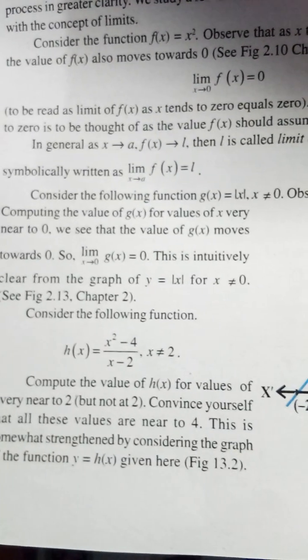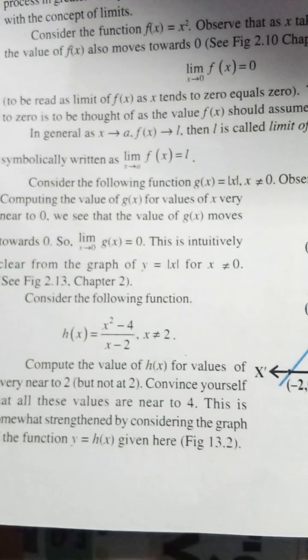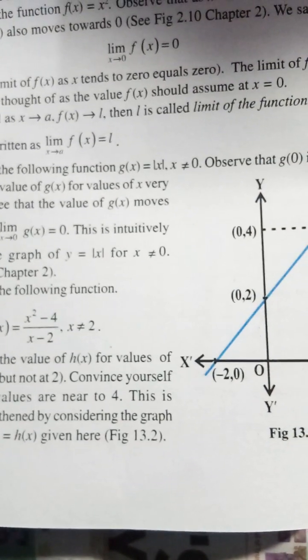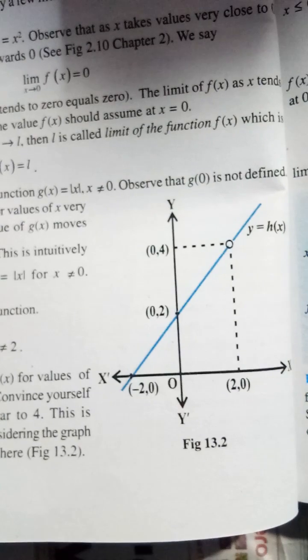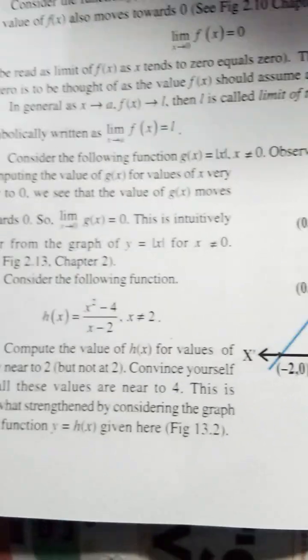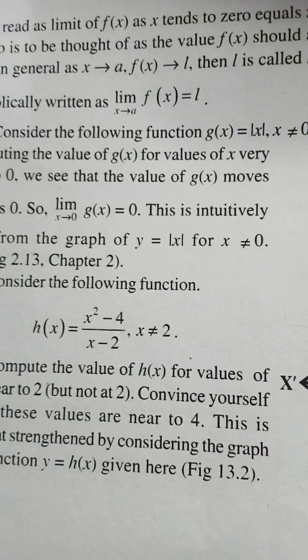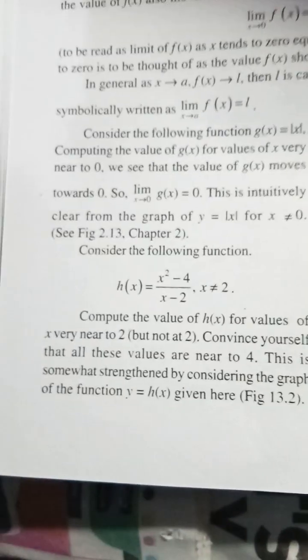In general, as x tends to a, f(x) tends to l, then l is called the limit of the function f(x), which is symbolically written as limit x tends to a of f(x) is equal to l.